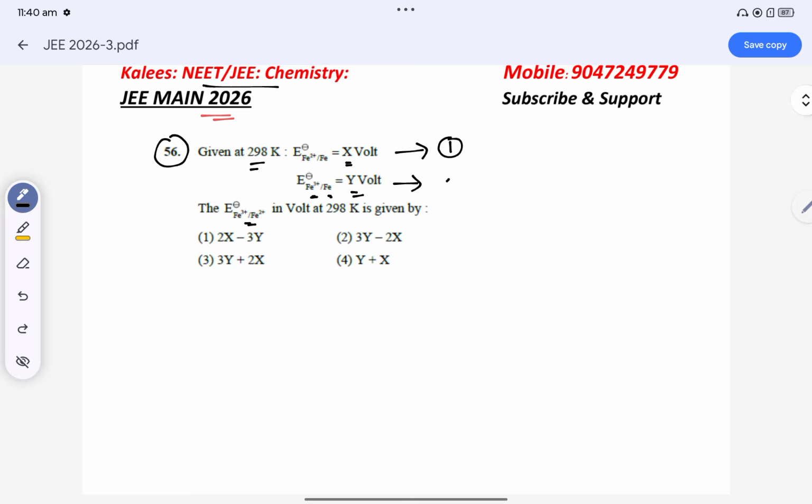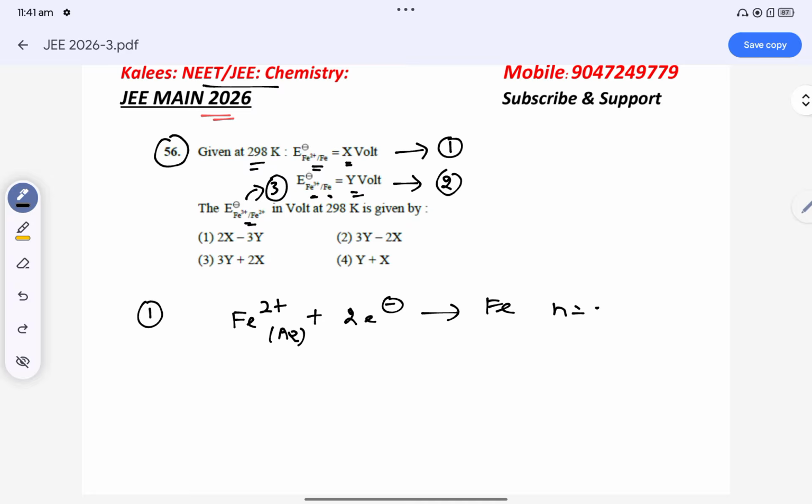It is denoted as equation 2. It is denoted as equation 3. For each of the 3 reactions, I am going to write the reduction reaction. The first one, Fe2+ to Fe: how many electrons are needed? I am writing Fe2+ aqueous, and 2 electrons are needed to make it neutral. This is equation 1. The n value goes to 2.